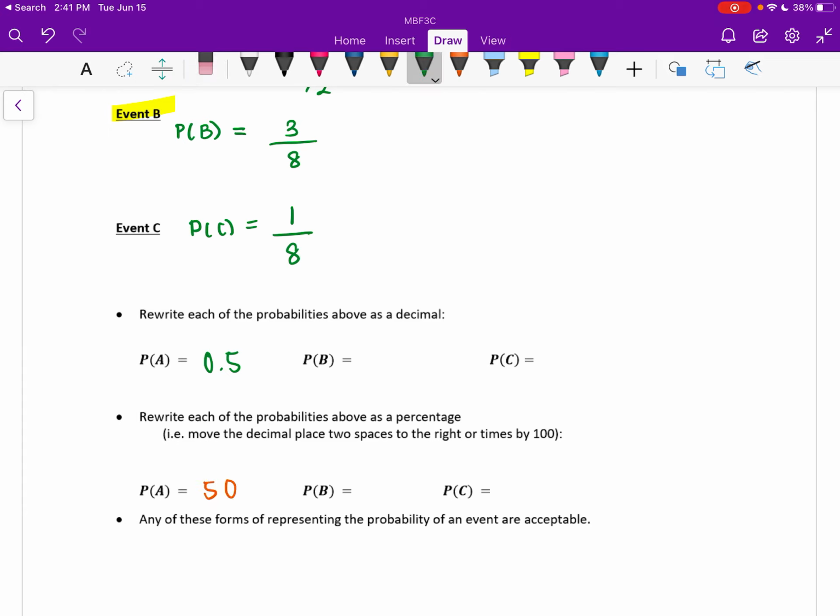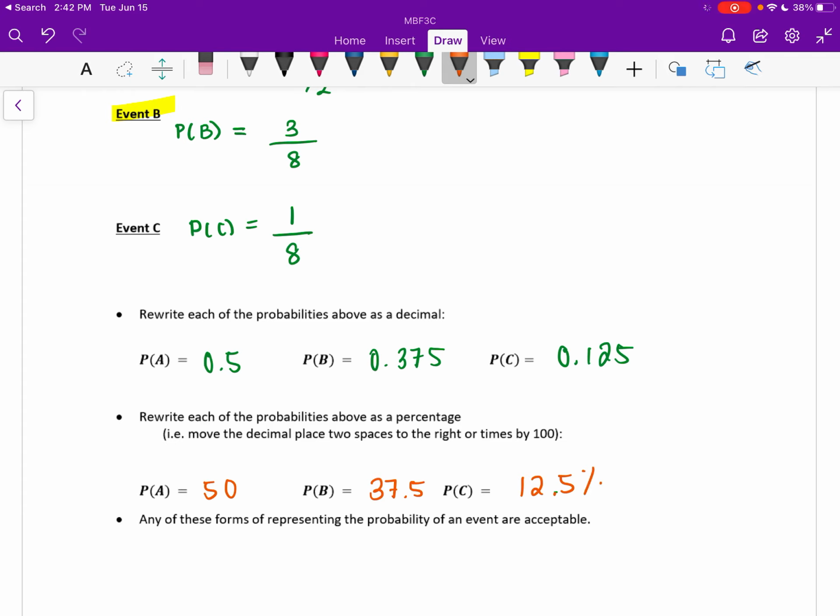Right? Probability of B is going to be 3 divided by 8, which I know gives me 0.375, right? Which is just 37.5%. I'm going to write them all in. And then probability of C happening is 0.125, right? Where I can just write that as 12.5%. I just multiply by 100, got 12.5%.